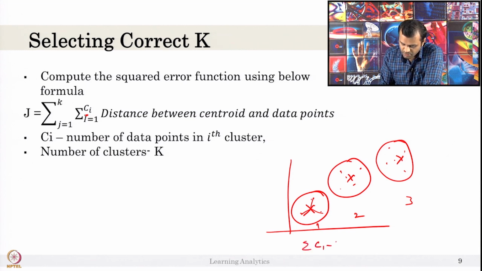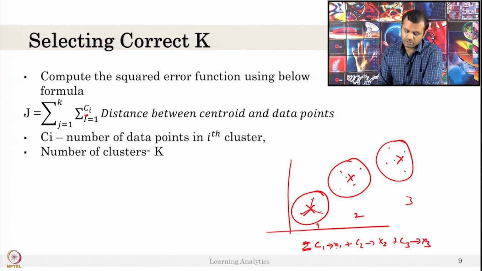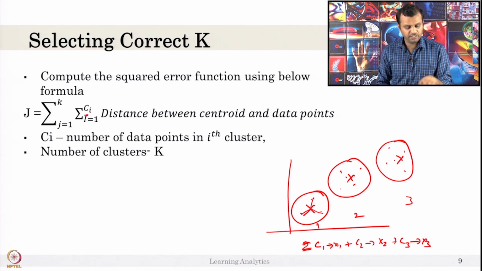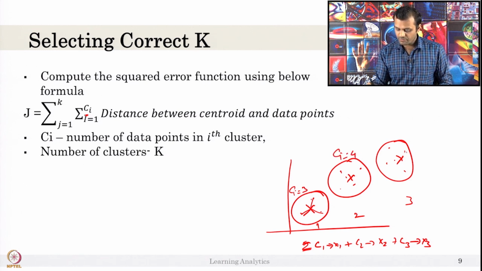So, C1 to x1 plus C2 to x2 plus C3 to x3, the distance between the centroid and x1, x2, x3. So, there are 3 points. This cluster has the number of data points in the ith cluster as 3. So, here Ci is 3, here there are 4 points. So, here Ci equal to 4, here 1, 2, 3, 4, 5 points. So, Ci equal to 5.